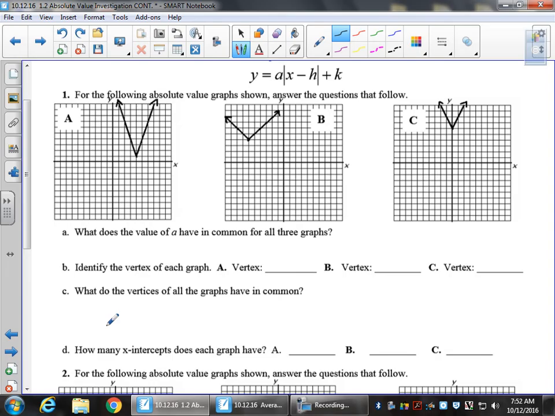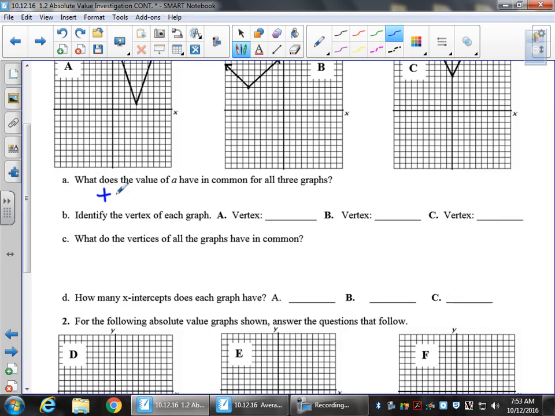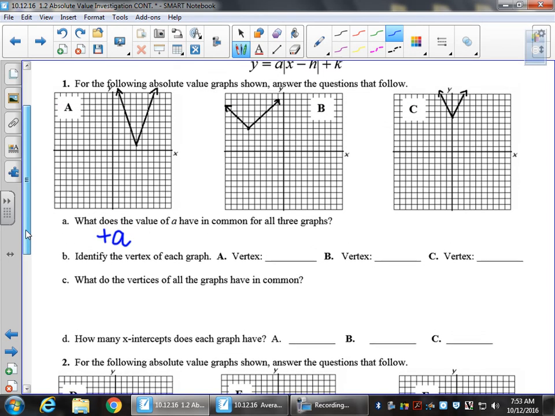Okay, so in each question, there are three graphs. For example, for question one, we'll be looking at graphs A, B, and C. The first question says, what does the value of A have in common for all three graphs? Now, it's interesting because we don't have an equation, right? But from what the graph looks like, I should be able to say something about A for all three graphs. What do we think? A is positive. Why is A positive? How do we know that?